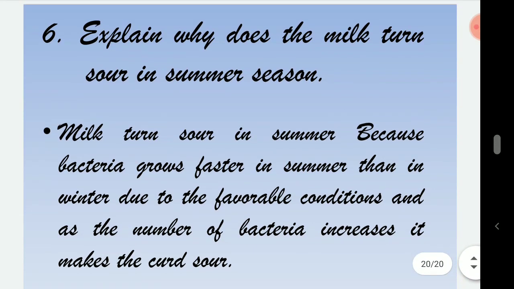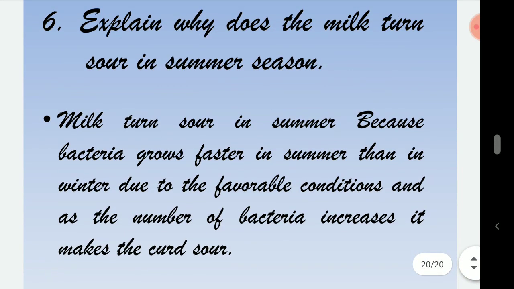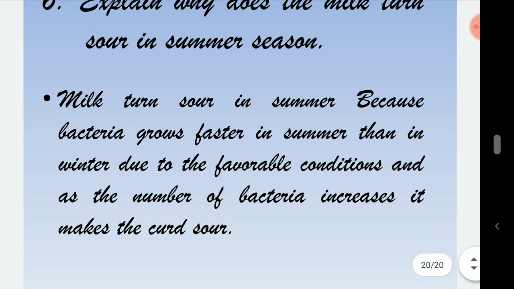Now question number 6, the last long answer type question of this chapter, is, explain why milk turns sour in the summer season. Milk turns sour in the summer season because bacteria grow faster in summer than in winter due to the favorable conditions, and as the number of bacteria increases, it makes the curd sour.